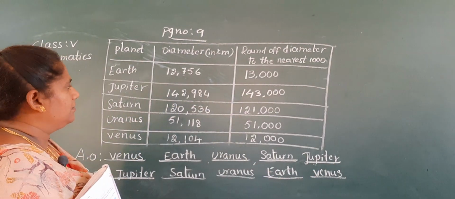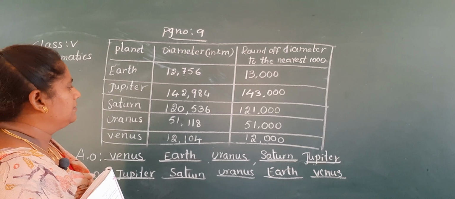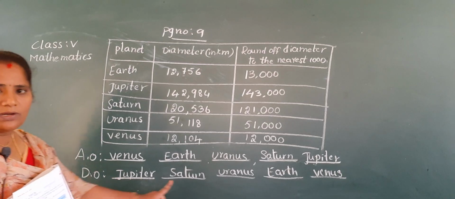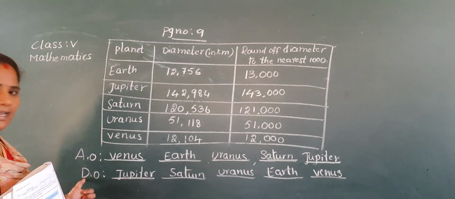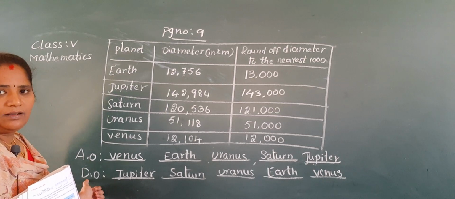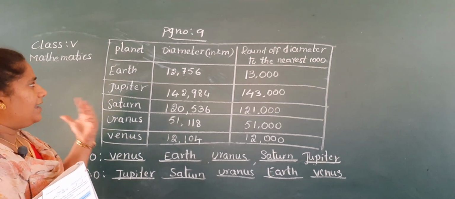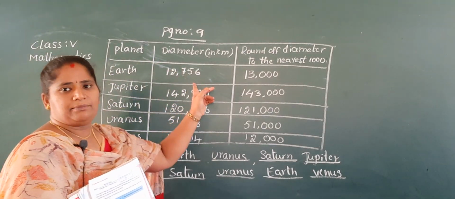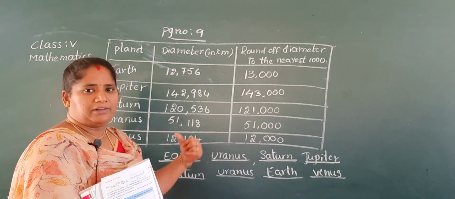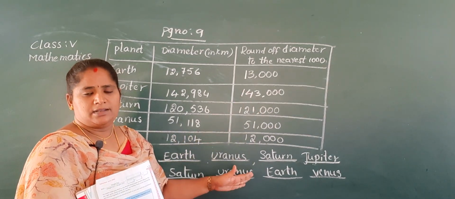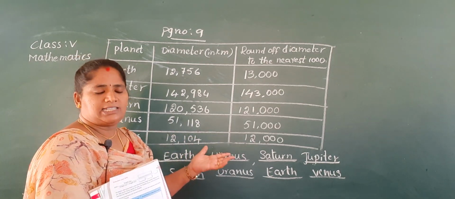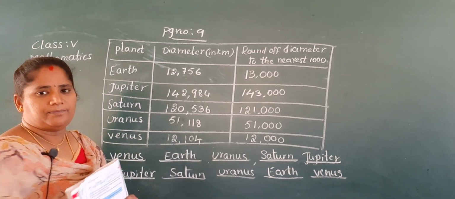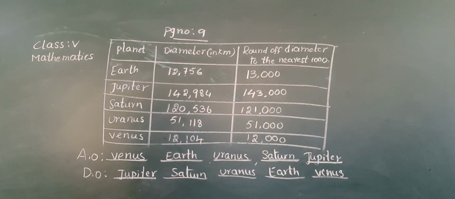Okay? Note it down in your textbook. Here the dashes are not given. You only keep the dashes and keep DO, which means descending order. Is it clear to you, children? What are they asking in the question? They have given planets and their diameters. You have to round up the diameter to the nearest 1,000. After that, you have to arrange the planets according to their diameter. They are not specifying whether it is increasing or decreasing, so we have to write both ascending order and descending order. Note down in your textbook.